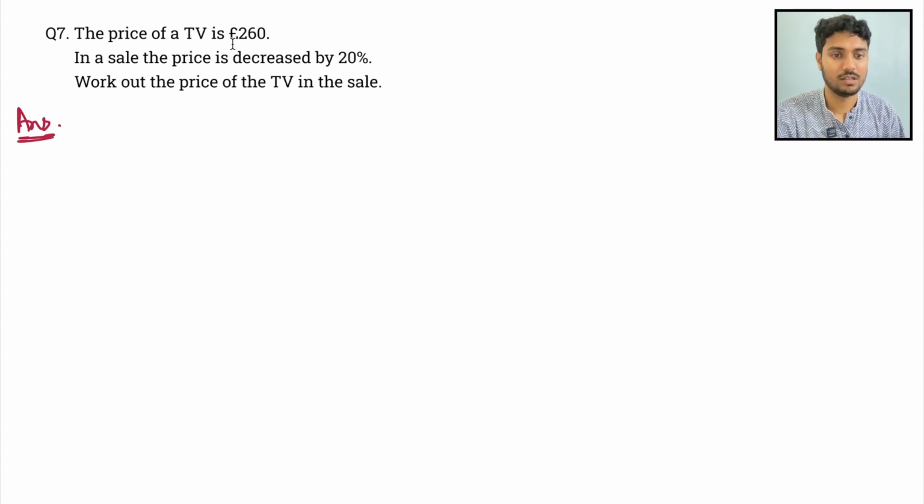The price of TV is 260 pounds. In the sale, the price is decreased by 20%. Work out the price of the TV in the sale. So the price is 260 pounds. The percentage decrease, or you can say discount, is 20%. Work out the TV price.